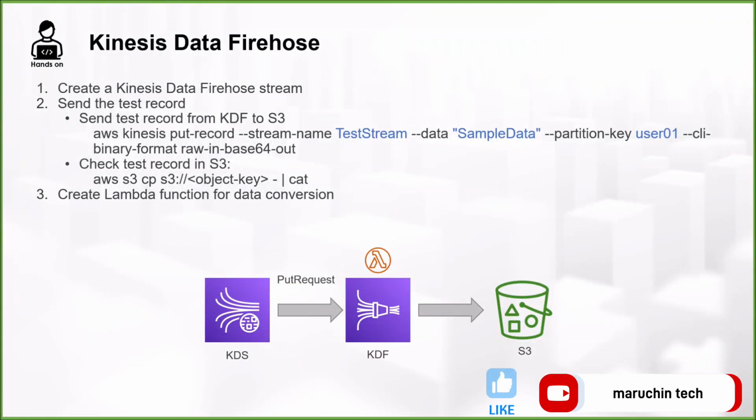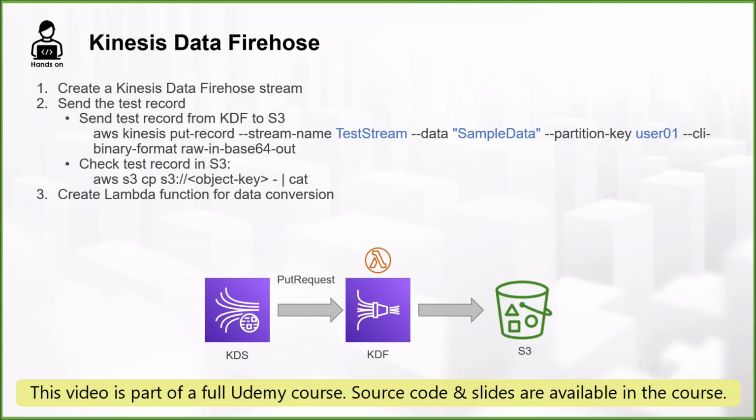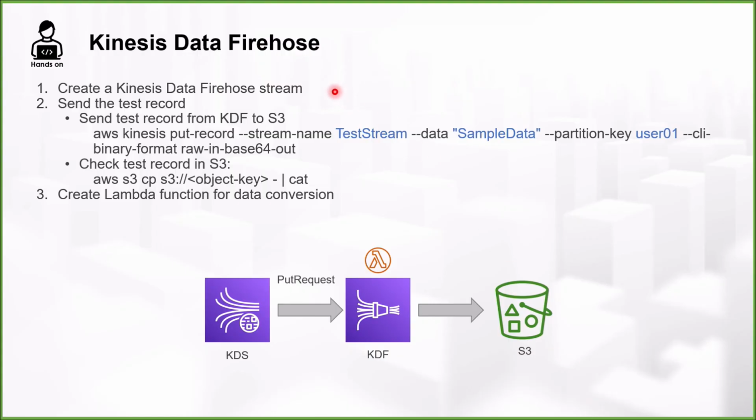I'm going to introduce Kinesis Data Firehose hands-on. In this hands-on, we will actually submit the record using Kinesis Data Firehose. First, we will send the test record and check the record in the S3 bucket. And we will create the function to convert the data in Kinesis Data Firehose, and verify the record which is sent from Kinesis data stream is converted by Kinesis Data Firehose.